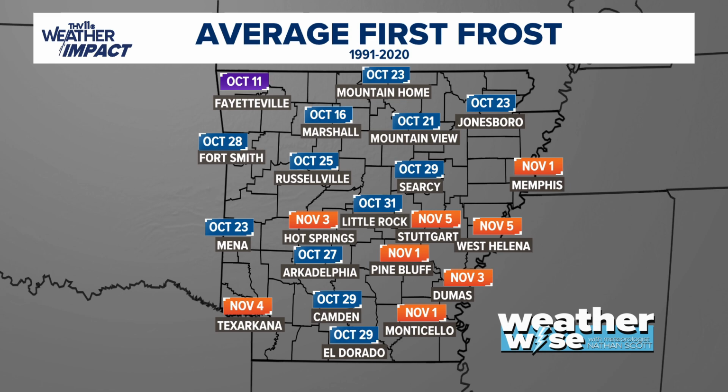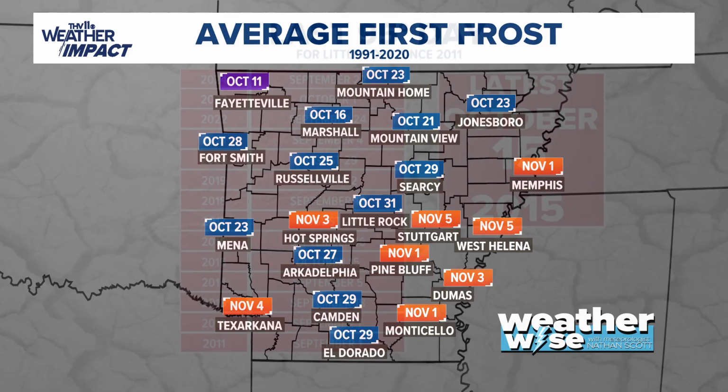So temperatures will start to cool down and the nighttime lows will get colder and colder. And remember, you don't need to have a temperature of 32 degrees according to your thermometer. It has to be 32 degrees right at the surface for the frost to form.